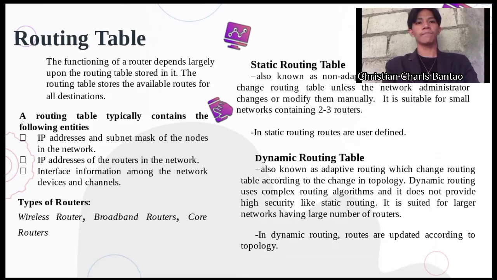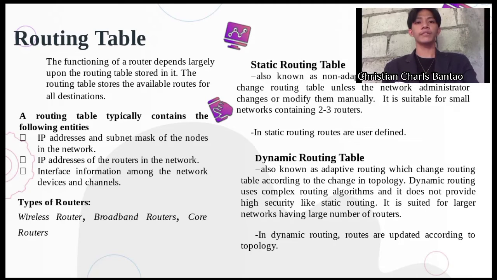Routing table. The functioning of a router depends largely upon the routing table stored in it. The routing table stores the available routes for all destinations. A routing table is a database that keeps track of paths like a map and uses this to determine which way to forward traffic. A routing table typically contains the following entities.